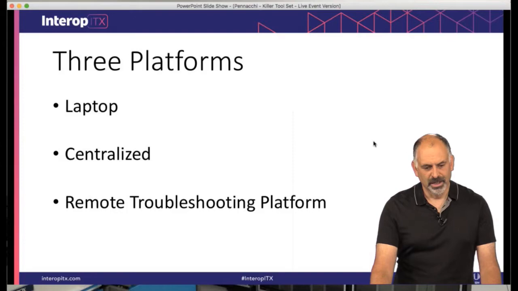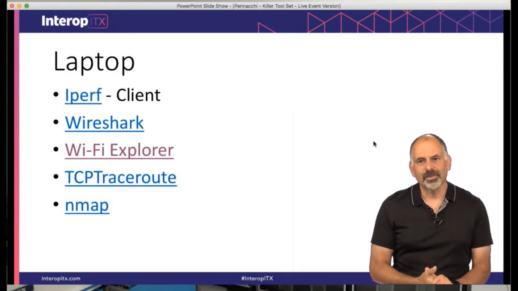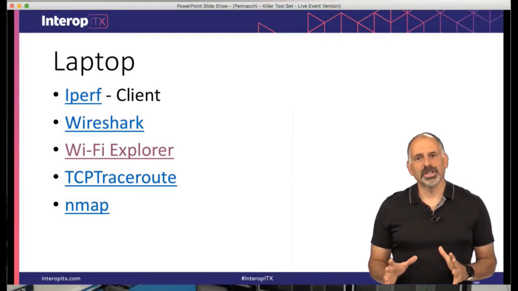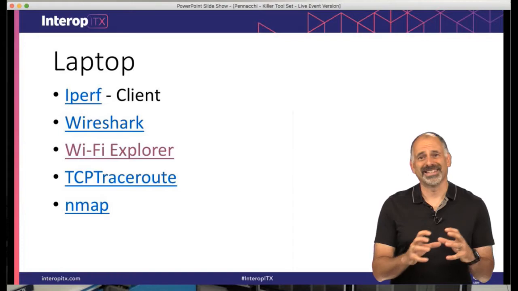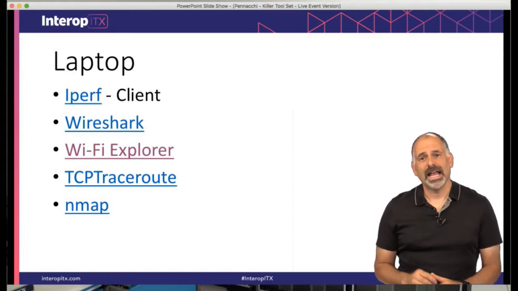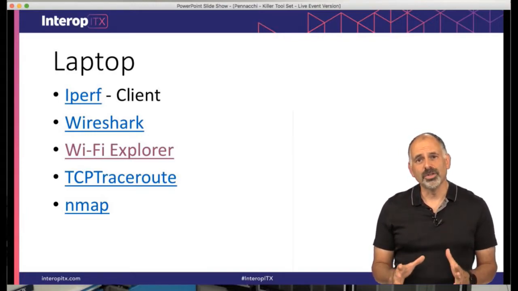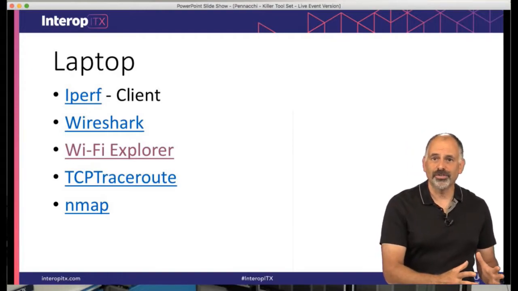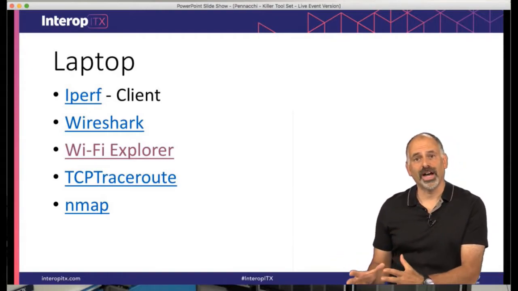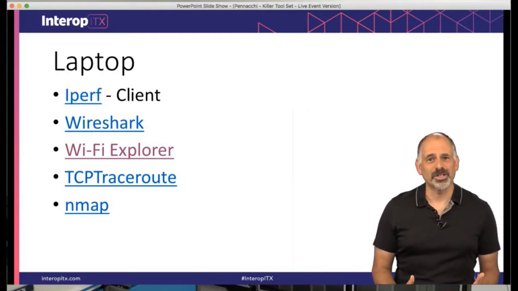Okay, so let's move forward with the tools that we're going to look at for the laptop. Now, the tools we're going to take a look at for the laptop are Iperf, and we're going to look at this as the client end of Iperf. And we're going to find that Iperf is really good at doing throughput measurements. So we can use Iperf to measure what the throughput is between one device on the network to another device. And one of the things we hear all the time is the network is slow.